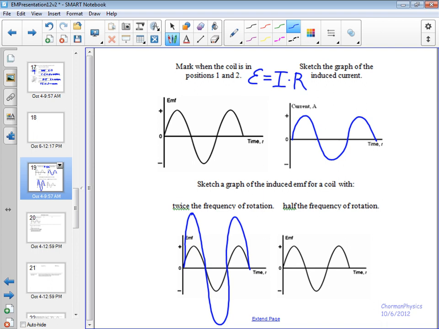You're decreasing the time interval over which that is changing. When you halve the frequency of rotation, you're increasing the time interval over which this rotation is occurring. And when you increase that time interval, the change in flux takes longer, and therefore you have a lower value for your EMF. That makes sense. It's moving slower, so there's less energy being put into it that way.